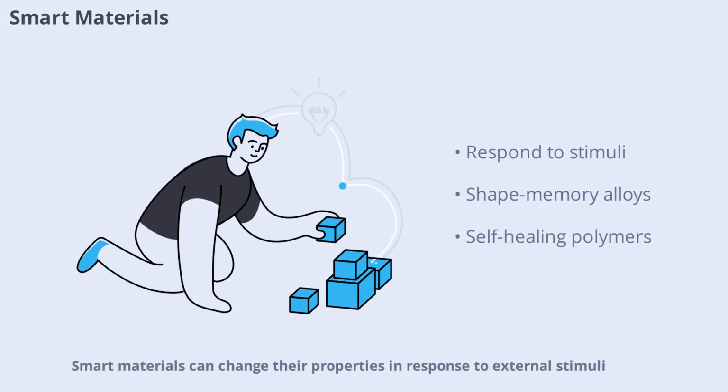Smart materials can change their properties in response to external stimuli, such as temperature, pressure, or electric fields. Examples include shape memory alloys and self-healing polymers. These materials are used in everything from aerospace to wearable technology. Materials engineers are constantly finding new ways to harness the potential of smart materials for innovative applications.